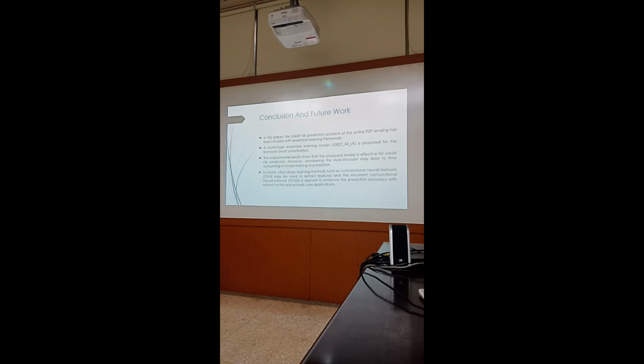This is the conclusion part, where in this paper the credit risk prediction problem of P2P lending has been studied with an ensembling learning framework, and a multi-stage ensembling learning model is proposed for borrower credit classification. The experiment results show the proposed model is effective for credit risk prediction, and in future we can use deep learning, such as CNN and RCNN, so they can enhance the prediction accuracy with respect to sequencing loan applications. Thank you.